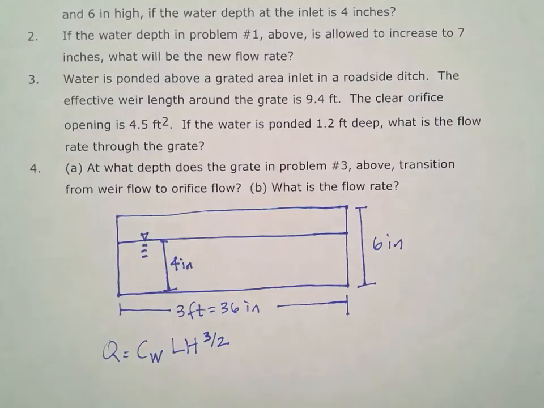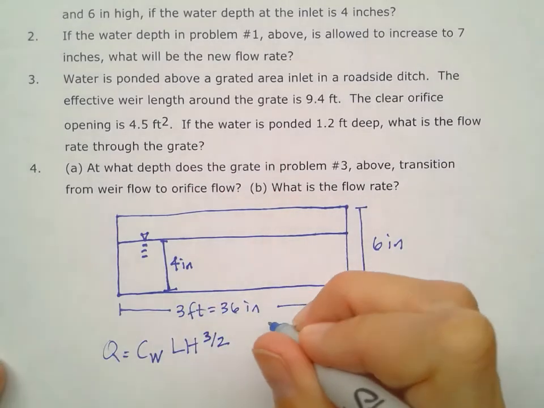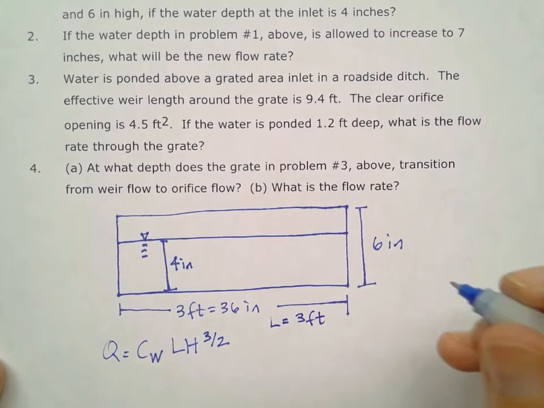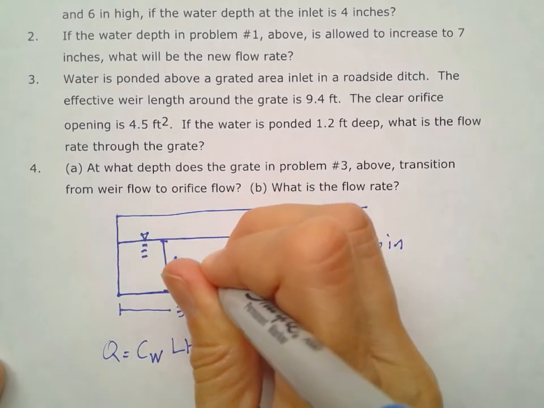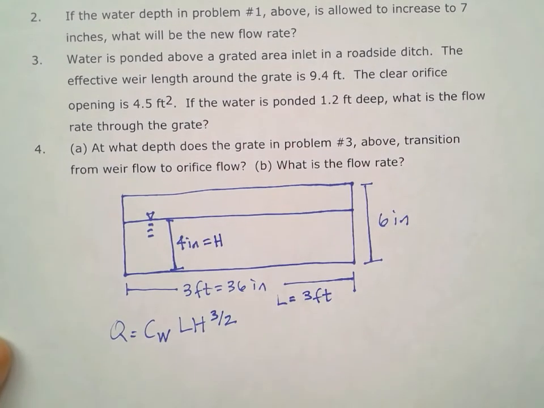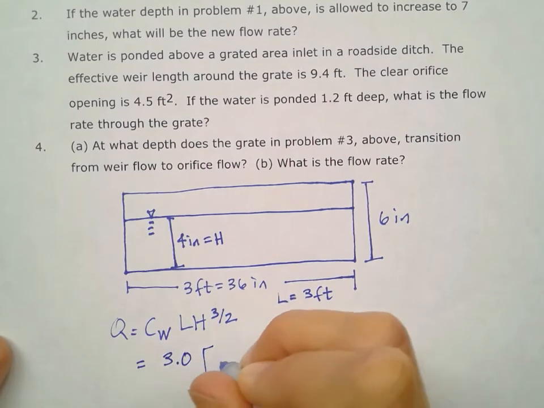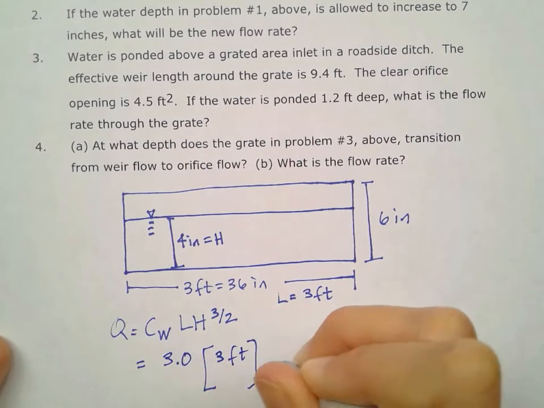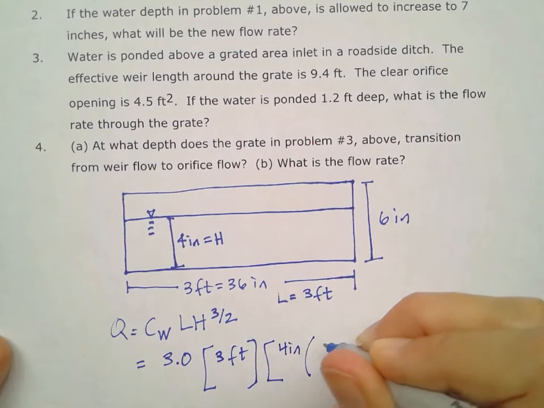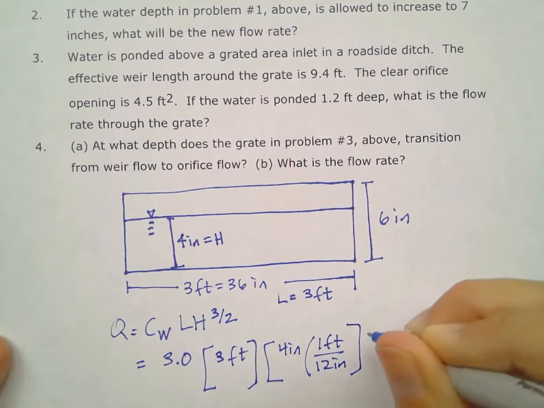So if we put our dimensions in here, this dimension along the bottom here is the length. So that will be our 3 feet. And then our height here is the height of the water itself. So we'll convert that to feet too as we put that in. So our weir coefficient is the 3 times that 3 foot length times this height of 4 inches, which we'll then convert to feet, 1 foot per 12 inches, and then take that whole quantity to the 3/2.